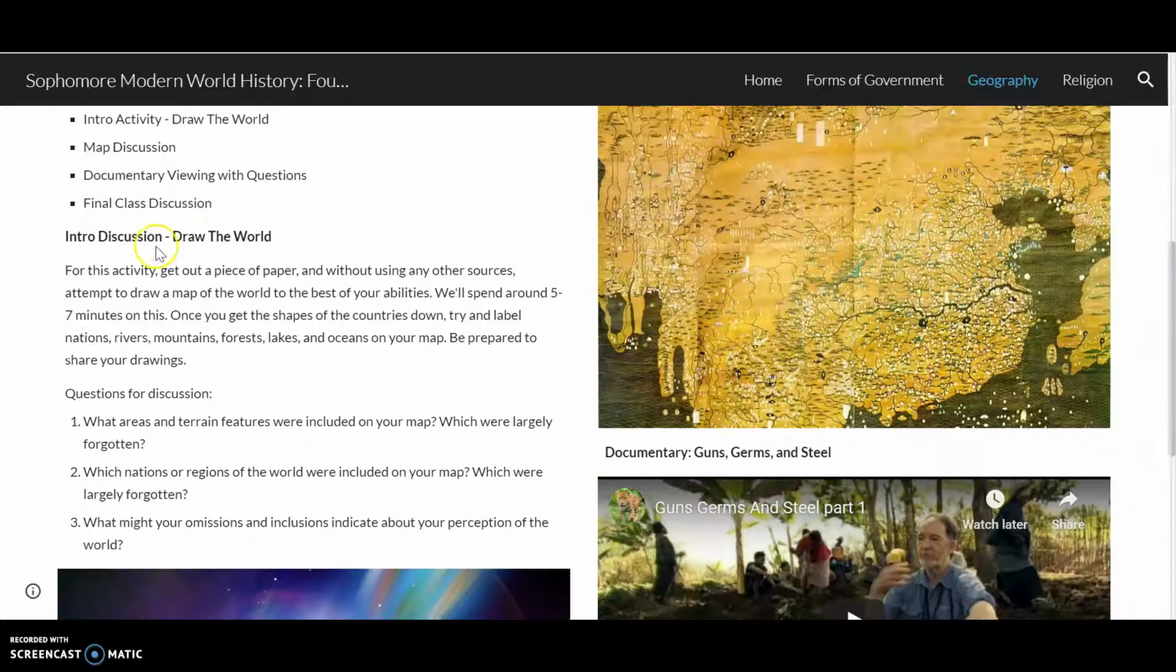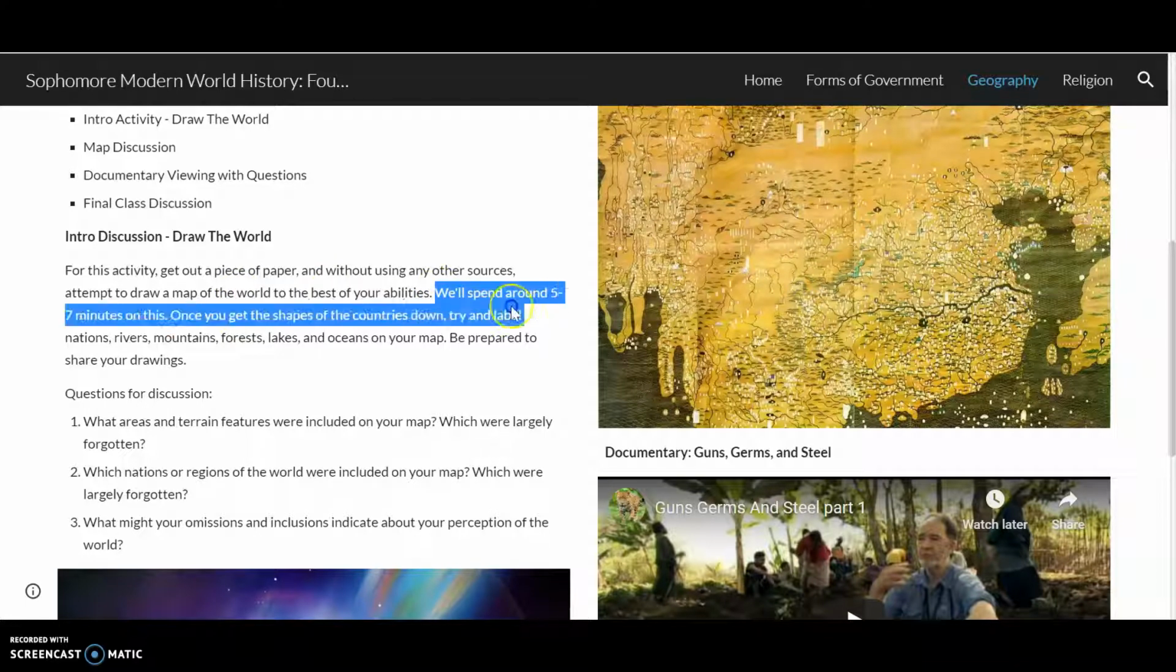So the first one is an intro discussion to Draw the World. It's really simple and it might seem kind of pointless to your students, but the fruitfulness of this activity comes from the discussion. At the beginning, all they have to do is get out a piece of paper and, not using any other sources, draw a map of the world to the best of their ability. I just did this yesterday. We spent about 6 minutes on it, and this was actually a really good activity.